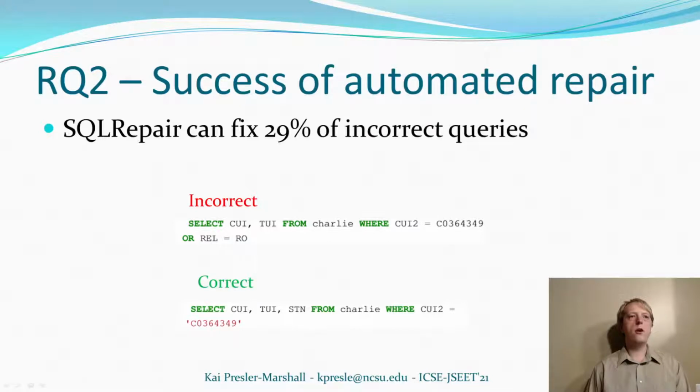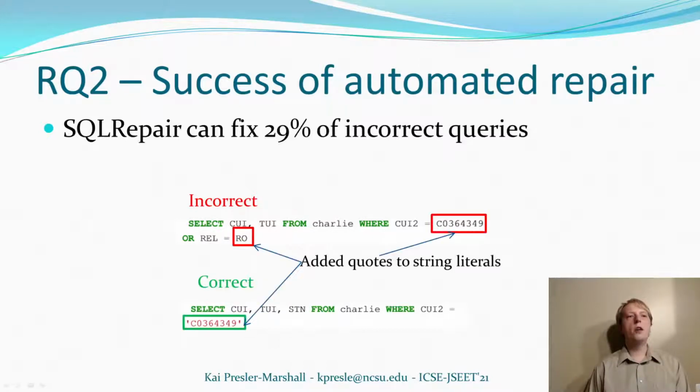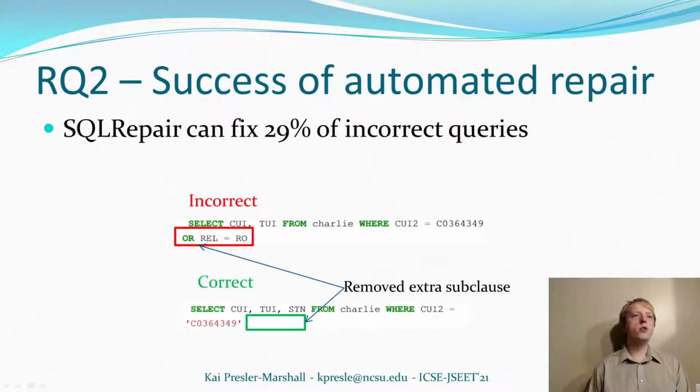So first, our tool identifies the column list present is incorrect and replaces it with the one from the destination table. Next, it identifies unquoted string literals and adds quotes to them so the database won't treat them as additional columns. And finally, it identifies the original where clause is not sufficiently restrictive and returns the wrong set of rows to the user. And it removes an extra subclause that inhibits correctness.